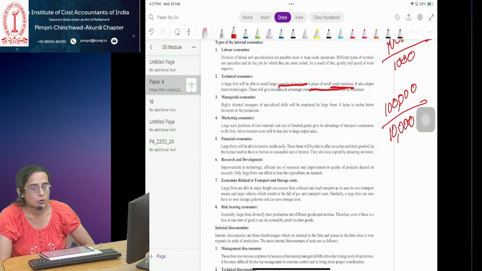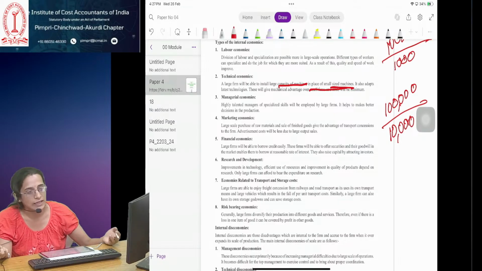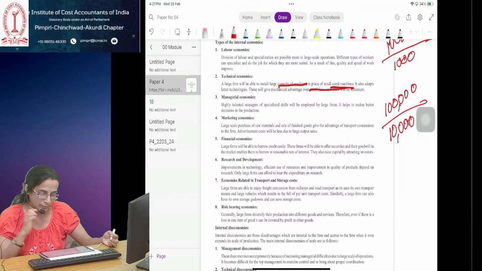Financial economies. So, if there is an organization which is producing on a large scale, will that organization get finance easily? Yes. And at a cheaper rate, right? Because they can put more things at mortgage, right? Their investment in machinery is high, so there is a reliability on them. So they will get more amount of finance easily at a cheaper rate.